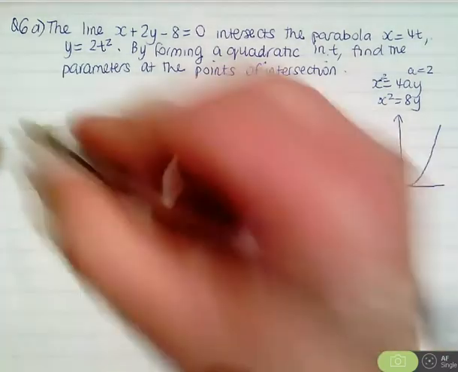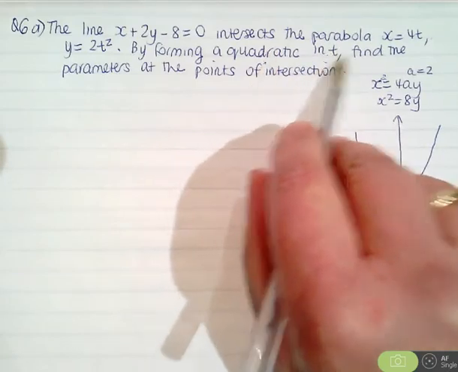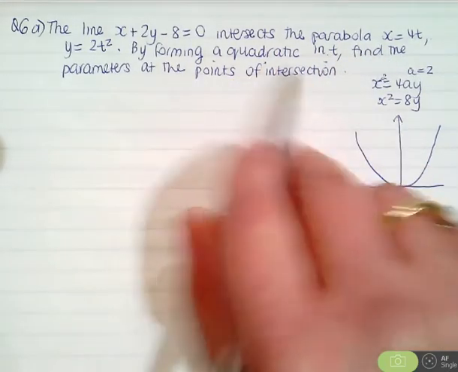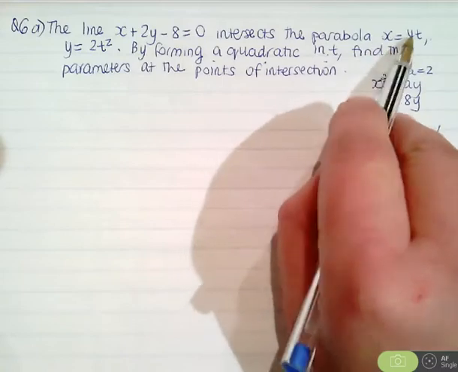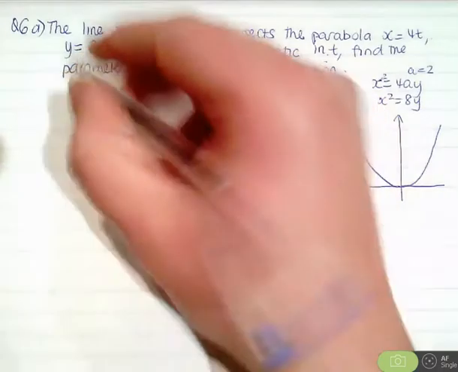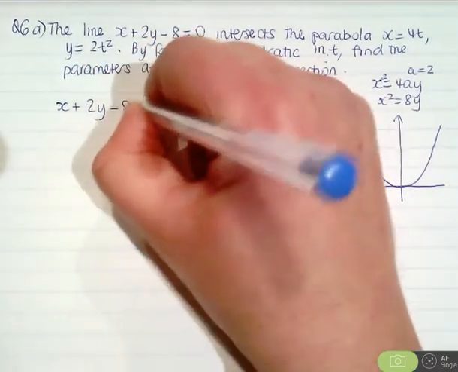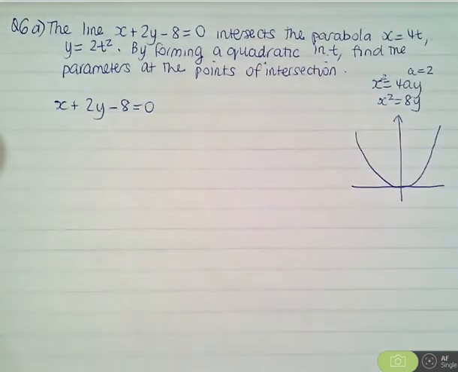Now, what we're going to do, it says, by forming a quadratic in t, find the parameters at the points of intersection. So look, we know that x equals 4t. Why don't we substitute that in there? And y equals 2t squared. So let's do that. So we've got x plus 2y minus 8 equals 0. That really is the only thing you can do.